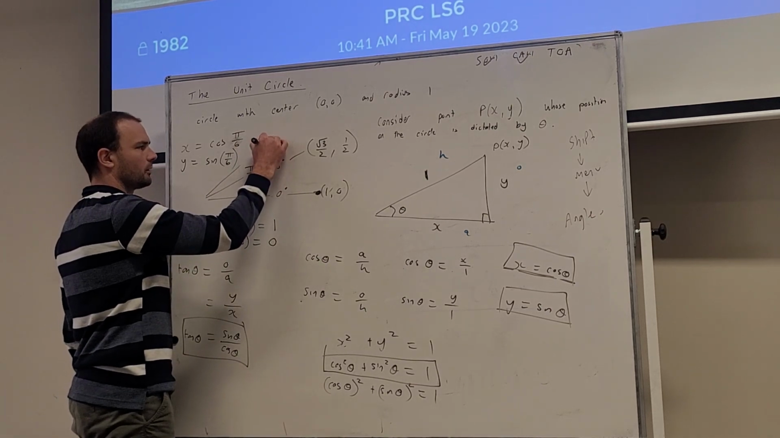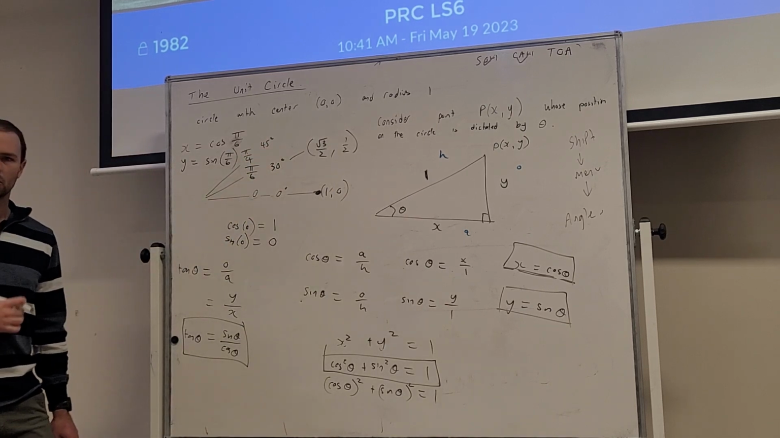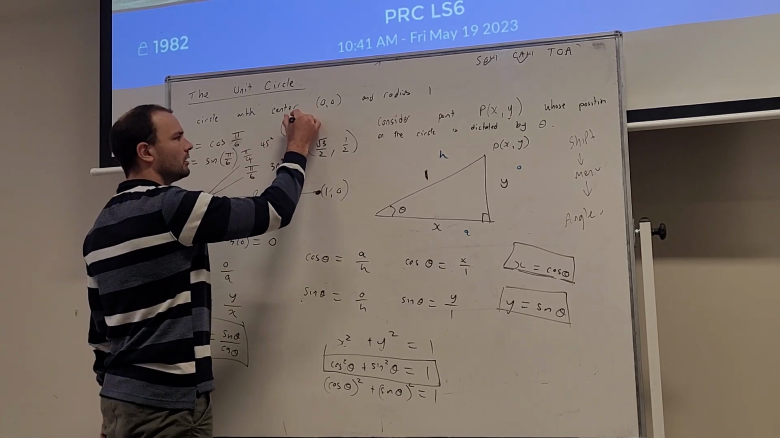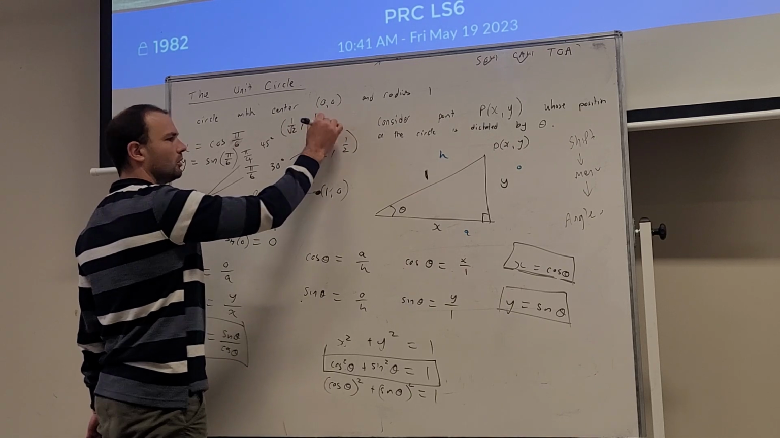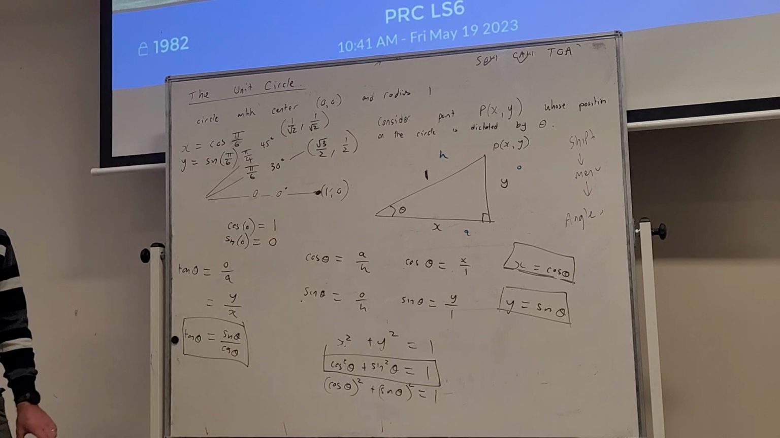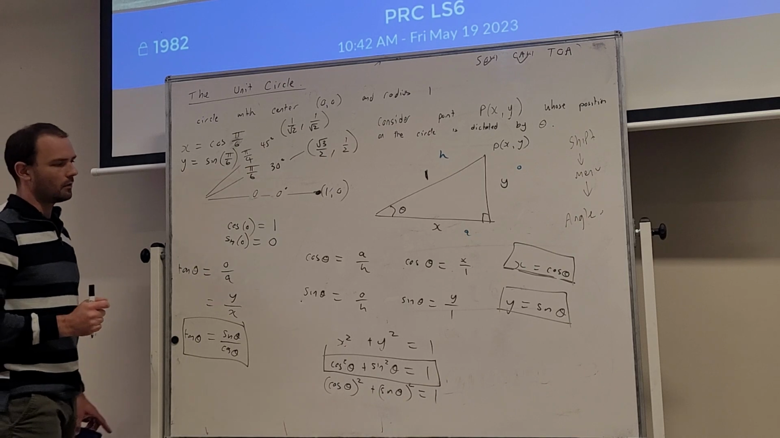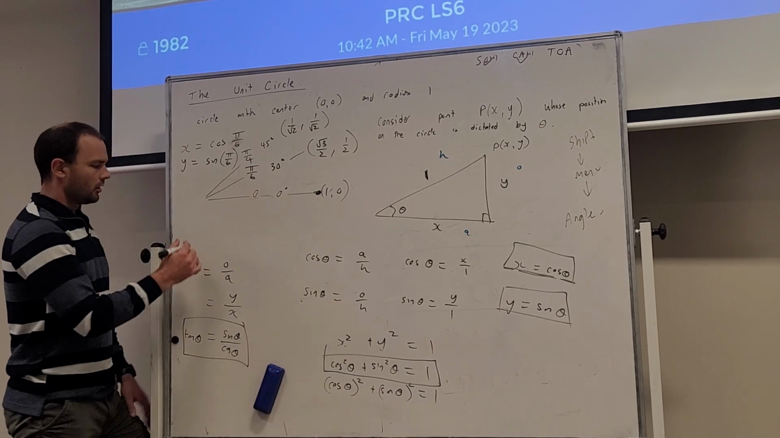Move on to the next one. The next angle is 45 degrees, or in radians, that's pi on 4. Cos of pi on 4, 1 on root 2. Sine of pi on 4, 1 on root 2. They're the same. I've got a couple of things to say about that one. I'm just going to clear that.